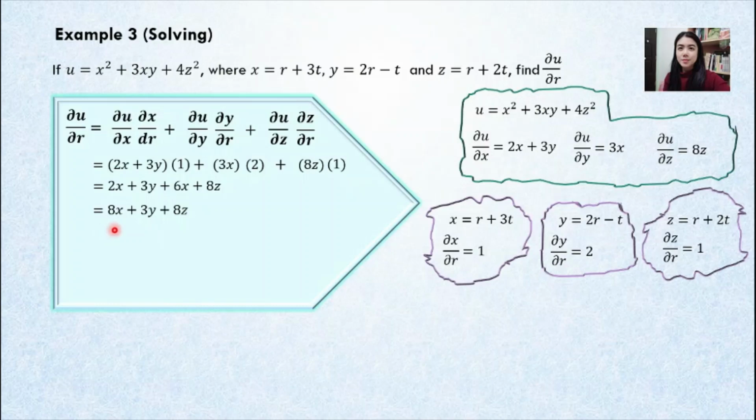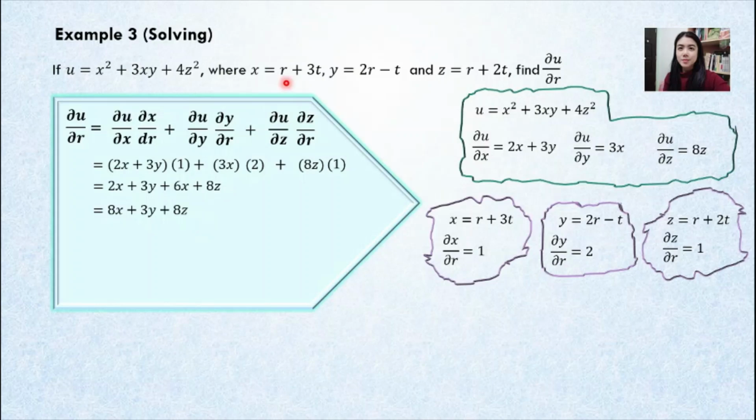So you have del u del r as 8x plus 3y plus 8z. Usually we will stop here for a typical question and look for further information, but for this question we do not have further information. We just have del u del r. But do not stop your answer just in terms of x, y, z. You have to substitute your x, y, z with the information that we have here. Don't stop your answer in this way.